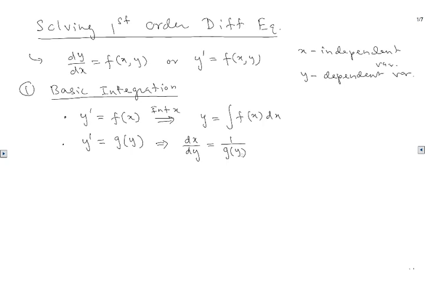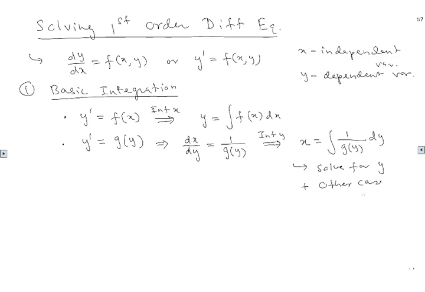Now you can see that this is the first type. So we're going to integrate this with respect to y. You're going to get x as the integral of 1 over g(y) dy. After we get that, we can solve for y. Plus you also need to add the degenerate cases, plus other cases.